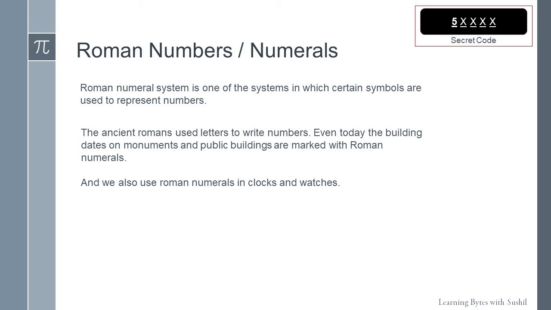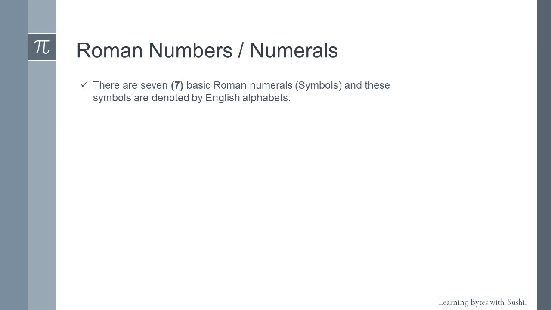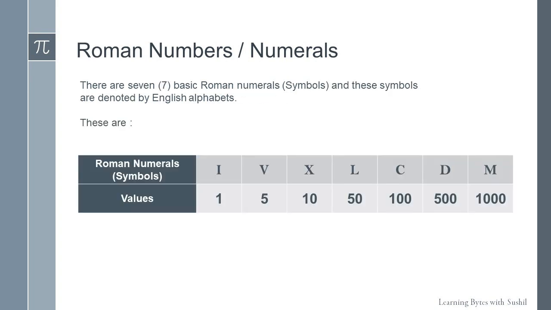So now, let's understand what these Roman numbers are. There are 7 basic Roman numerals, or symbols, and these symbols are denoted by English alphabets. I is equivalent to 1, V is equivalent to 5, X is equivalent to 10, L is equivalent to 50, C is equivalent to 100. Remember century. So yes, C is 100, D is 500, and M is 1000.